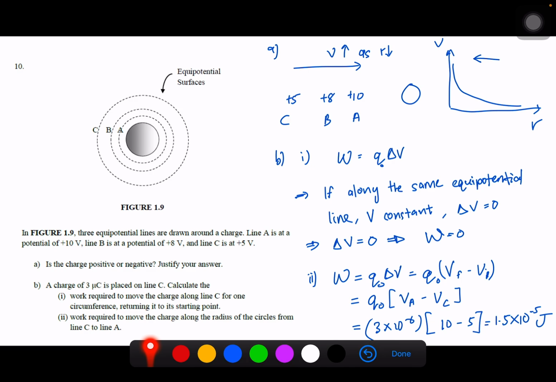Okay, so you just have to substitute the value. The Q naught is given in the question here, 3 microcoulomb. Just substitute there. And then 10 minus 5. So it must be final minus initial. And you should get 1.5 times 10 to the negative 5. Okay, this one just now is actually positively charged.